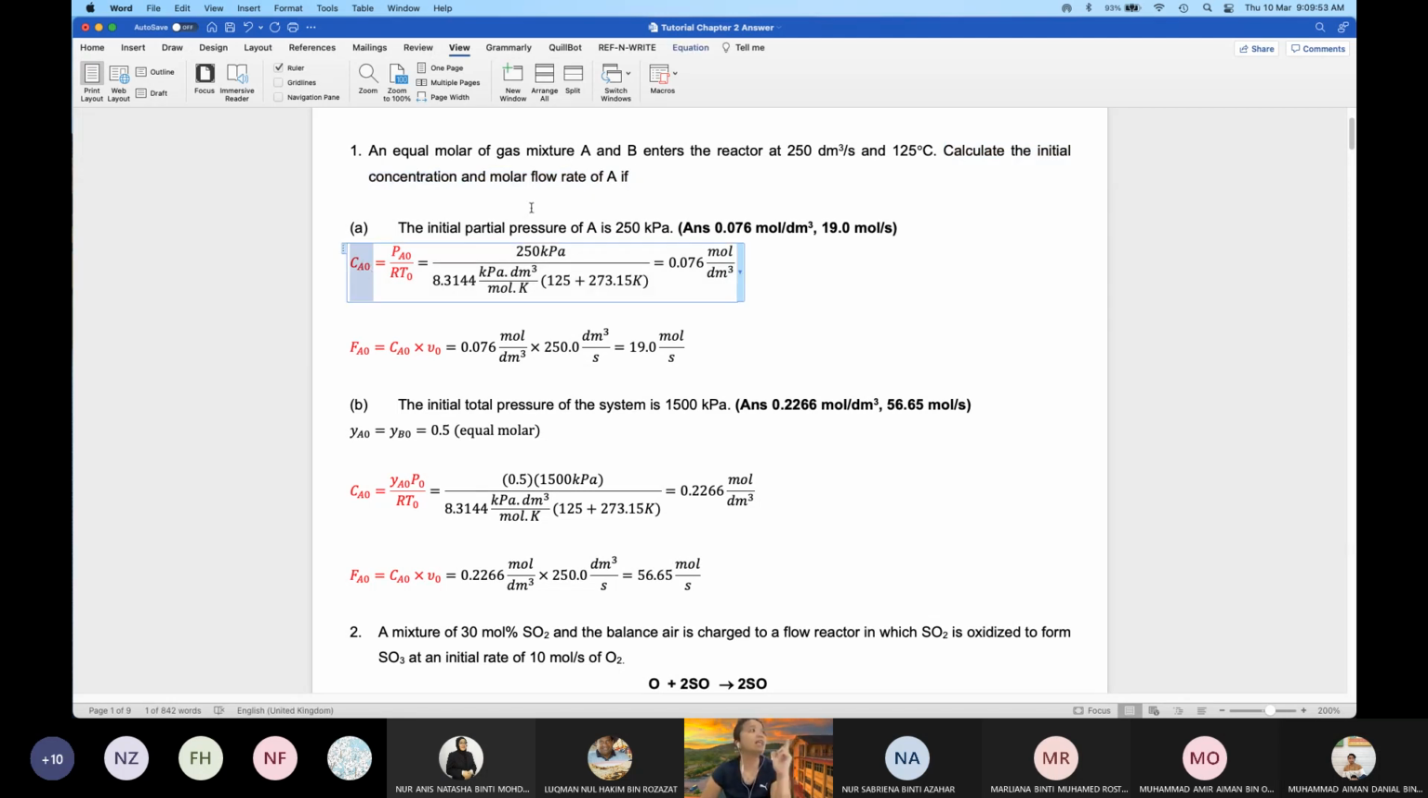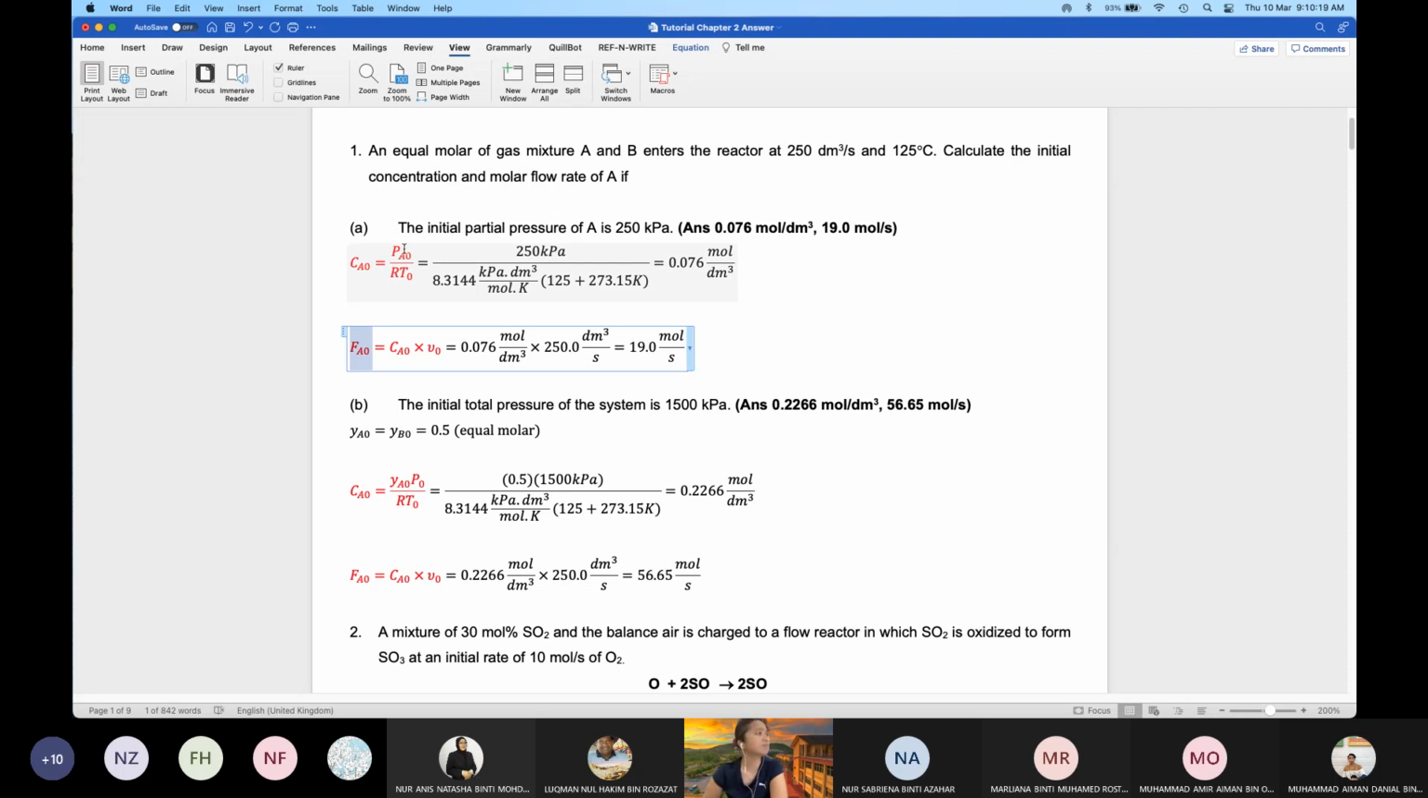Second, they want us to find the initial molar flow rate of A. For molar flow rate, we use F. Molar flow rate of A, F subscript A. Initial molar flow rate of A, F_A0. So the question wants us to find C_A0 and F_A0, the two things that we need to find. So let us go to part A of the question.